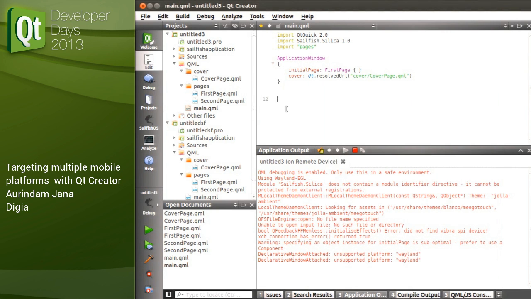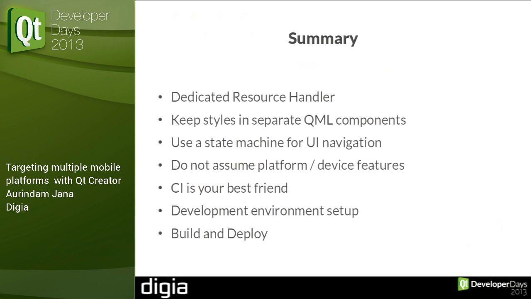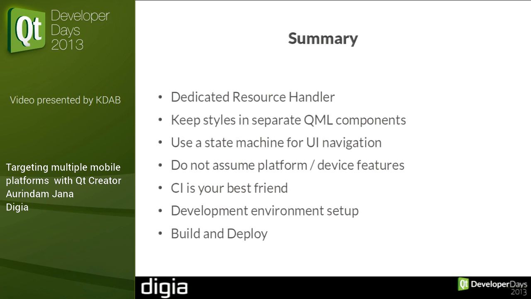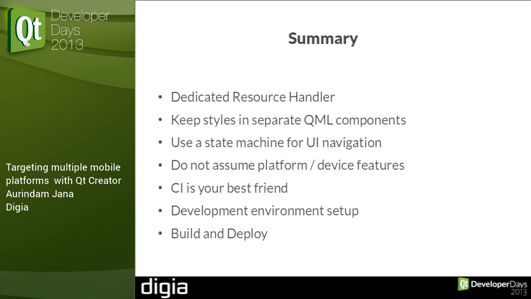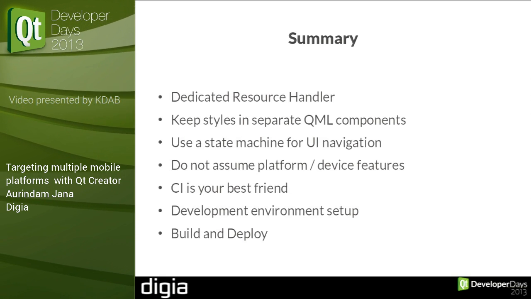Cool. So let's get to our presentation. In summary, what you need to do is think about a dedicated resource handler to handle different screen sizes, different resolutions, and different form factors, for example, a tablet, a phablet, or a phone. A suggestion is to keep styles in separate QML components, so that if you're targeting a different look and feel, you just need to replace these files. Use a state machine for UI navigation, because the navigation paradigm is just different on different platforms.